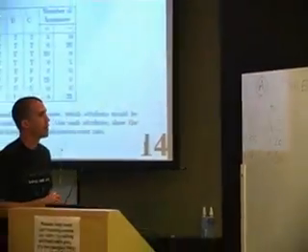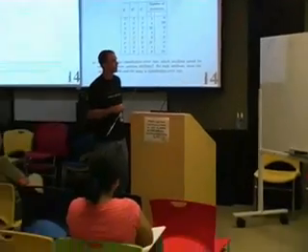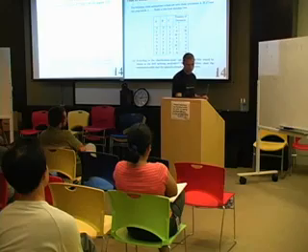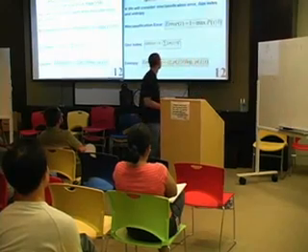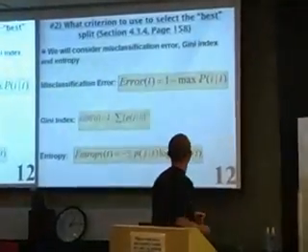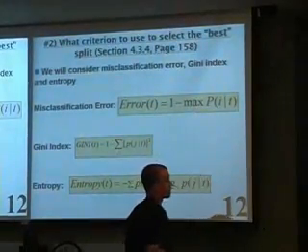Now, the reason I brought this up again is because if you look at those 3 measures, they're all measures within a node. And so the question is, if you have a measure within a node, how do you combine them to get the overall measure? Well, let's just take, for example, this one. Misclassification error is 1 minus the maximum probability within the node.